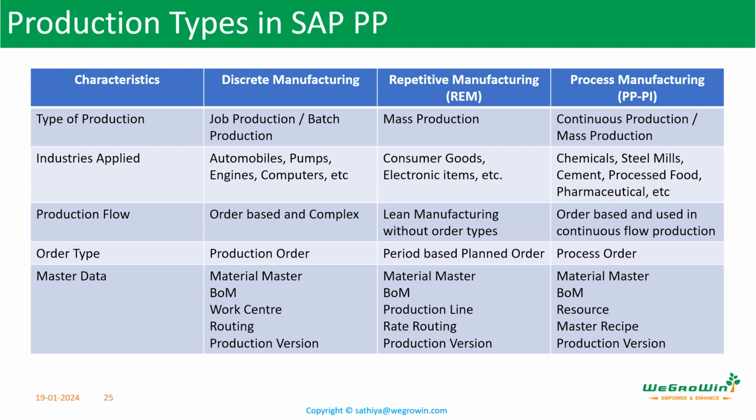The master data used, which we already discussed, is: material master, BOM, work center, routing, and production version for discrete; material master, BOM, production line, rate routing, and the production version for repetitive manufacturing; and then bill of material, material master, resource master, recipe, and production version for process manufacturing.